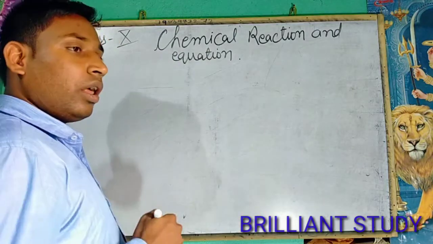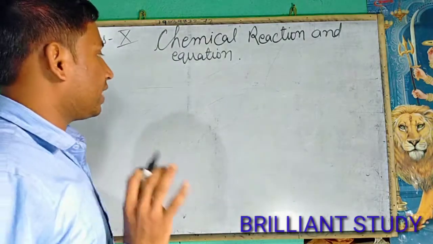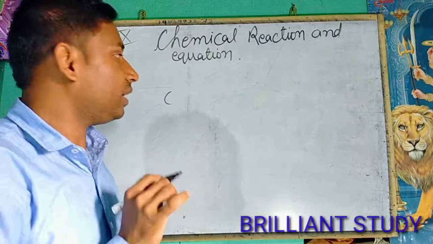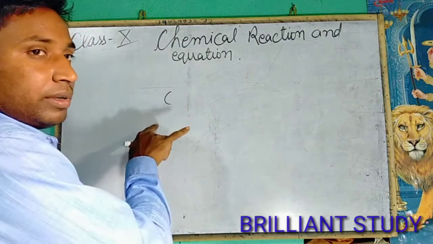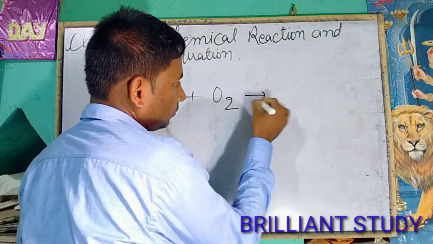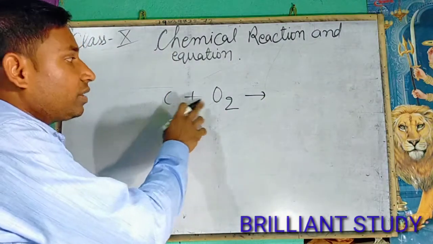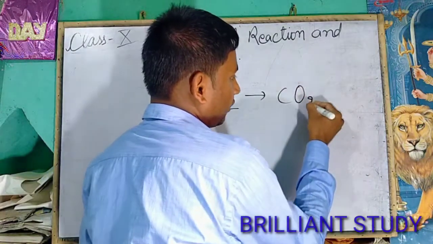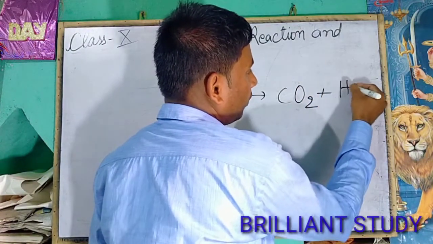First of all, we will give an example of the reaction between carbon and oxygen. When carbon, that means coal, is burned in oxygen, it gives carbon dioxide and an enormous amount of heat.